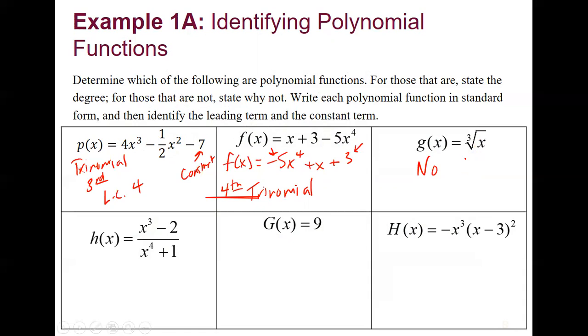It's a single term with a power greater than 1, equal to or greater than 1. So this would be g of x equals x to the 1/3. And that power is not greater than or equal to 1. So you're not even going to classify it because it's not a polynomial to begin with. It's a cube root function.